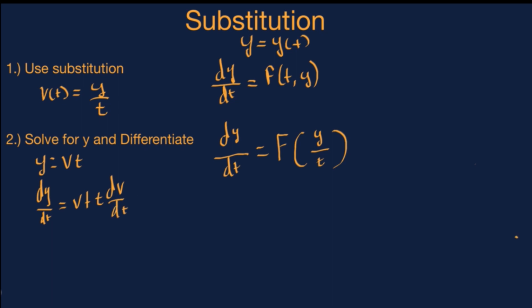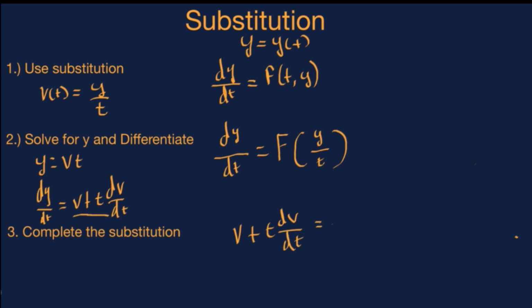So next we just have to complete the substitution by plugging in these values back into the equation. And so we said that the derivative of y with respect to t is this term v plus t times the derivative of v with respect to t. And that will be equal to the function that we called capital F of v, because we said that v is equal to y over t. And as you may have noticed, this is actually a separable differential equation in terms of the function v.